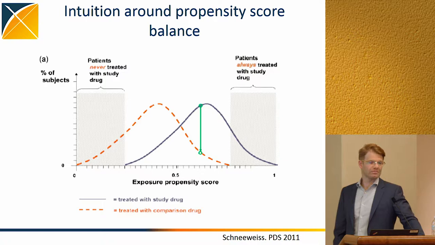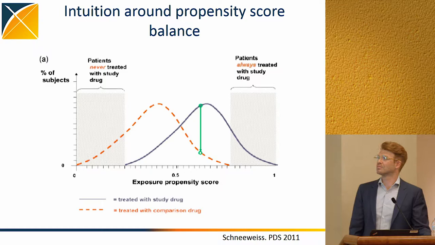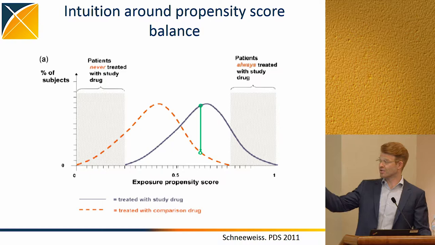Part of the confusion is that the conditional statements are also missing on the top. It's not patients never treated, it's patients who we predict would never be. Well, those patients on the left with propensity scores of 0 to 0.25 have not been treated because there are zero. Yeah, but that's an artifact.